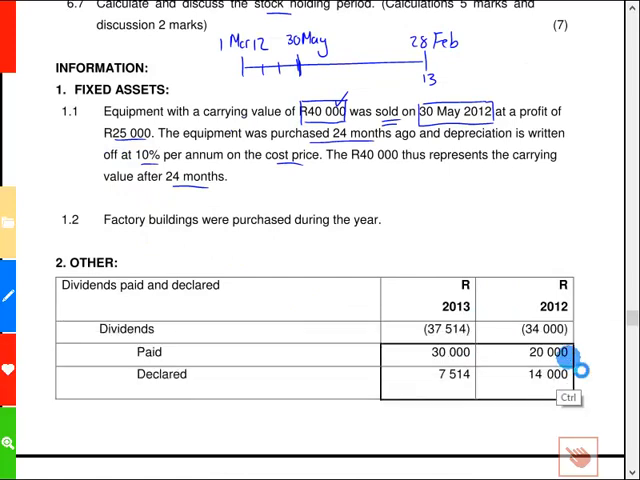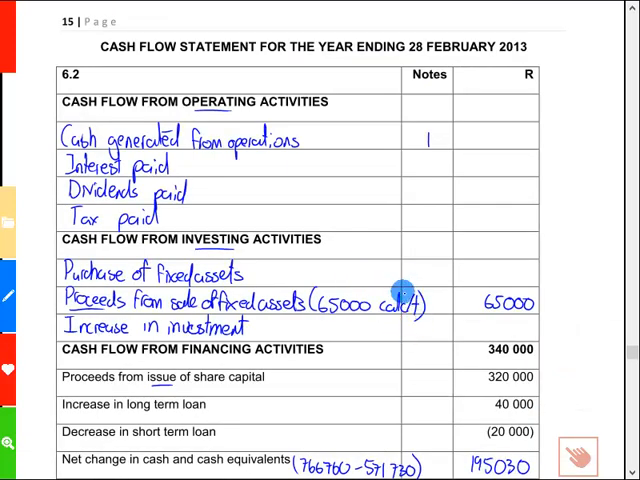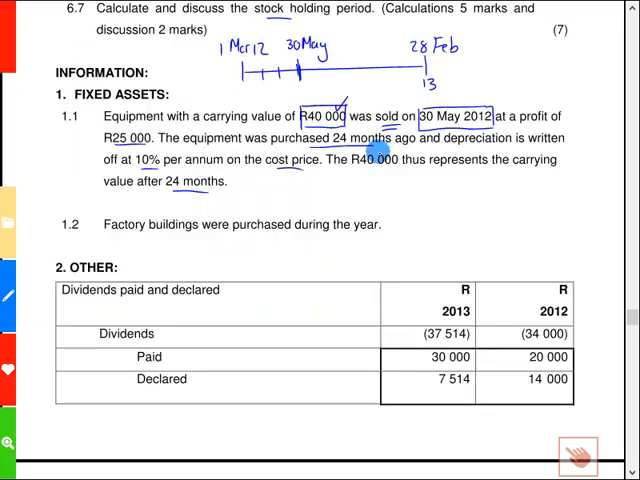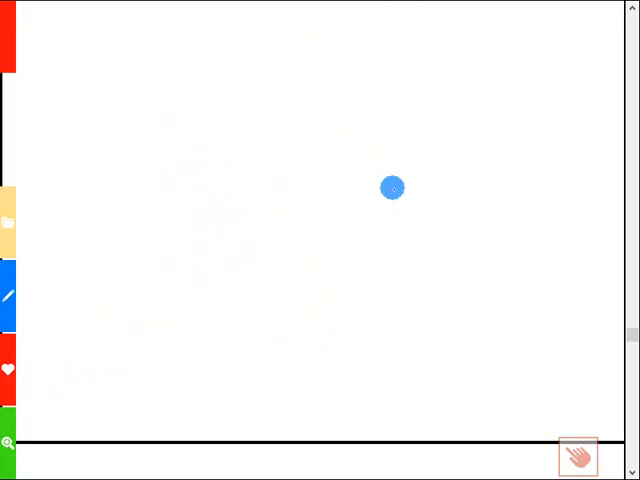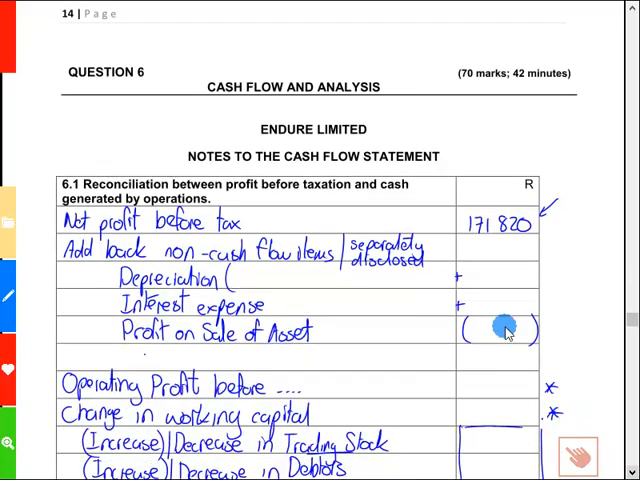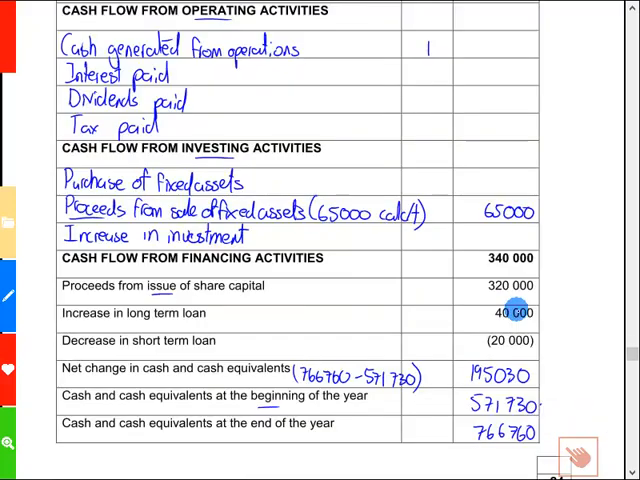Right. Now that we know that, we also calculated here that the profit on the sale of the asset is 25,000 Rand. Now, this profit on the sale of the asset is already included in this net profit before tax. But we've now also included that in here. 25,000 is also in here. So we can't have it in both places.